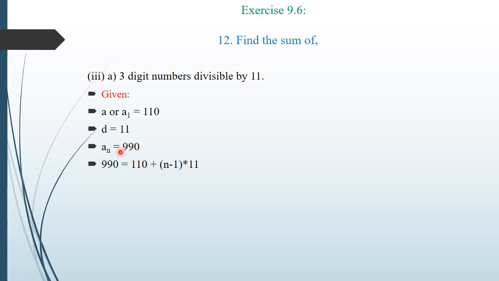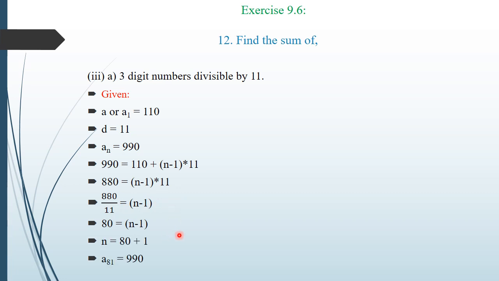Now using this value of an, I'll calculate n, meaning total how many terms are there in between 110 and 990. In order to calculate that, I'll take an as 990 and find n. Substituting the values in an equal to a plus n minus 1 into d, we know all the values here. 990 minus 110 will be 880, that is equal to n minus 1 into 11. 880 by 11 is equal to n minus 1, or 80 is equal to n minus 1, or n is equal to 80 plus 1. Therefore, a81 is equal to 990, meaning the 81st term of this AP will be 990.